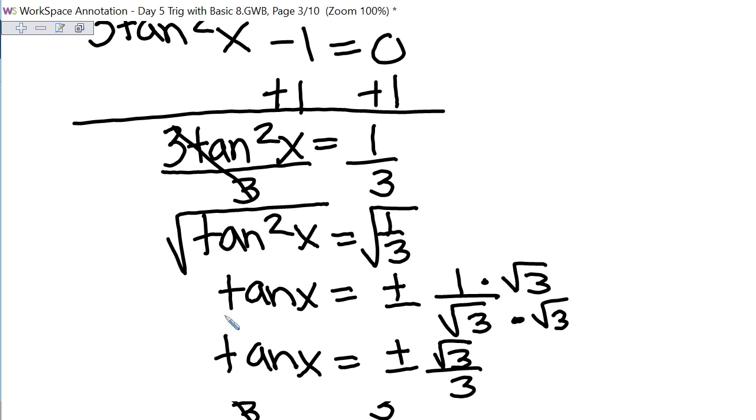And quadrant 2, 5 pi over 6. And quadrant 3, 7 pi over 6. And in quadrant 4, 11 pi over 6. So you have to have all 4 solutions to get full credit. Now, if you forgot the plus or minus, you forgot half of the answers. So make sure if you take the square root, you'll have the positive and negative solution.